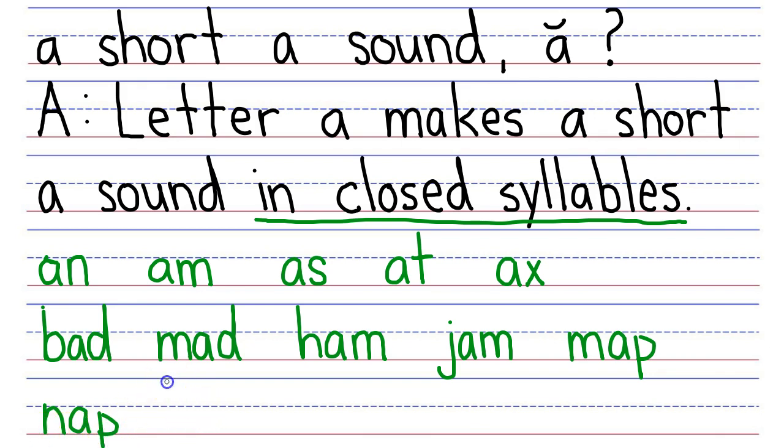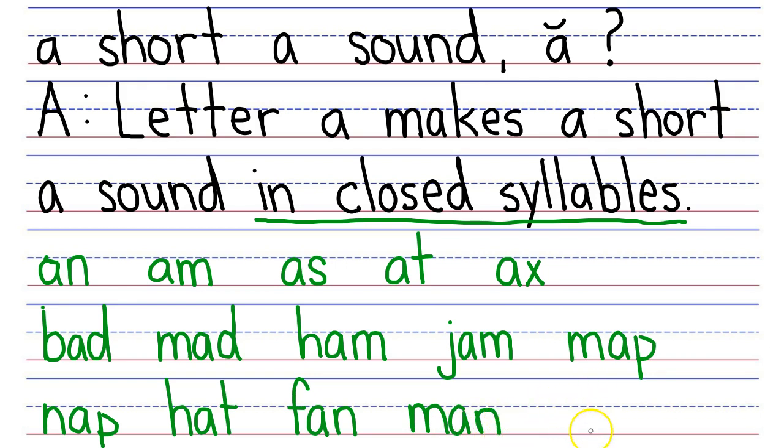Next word, hat. We have an H that says h, an A that says a, and a T that says t. H, a, t. Next word, fan. We have an F that says f, an A that says a, and an N that says n. F, a, n, fan. Next word, man. We have an M that says m, an A that says a, and an N that says n. Man.